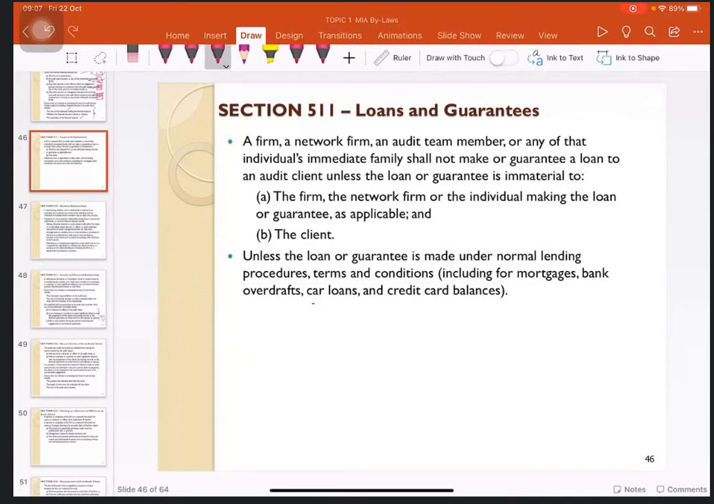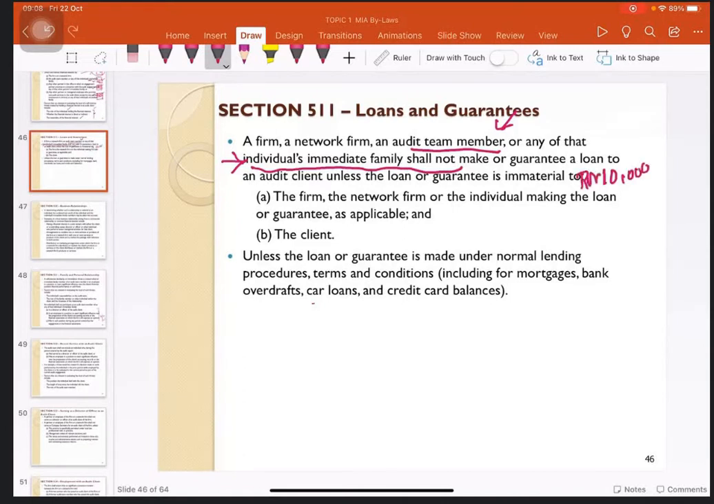Okay, bukan saja audit team member ya, tetapi dia punya individual immediate family ya. Bukan saja audit team tetapi dia punya family members. Family meaning that dia punya immediate family. Immediate maksudnya adalah spouse and the kids lah ya. Shall not make or guarantee a loan to an audit client unless the loan or guarantee is immaterial. In material, I think the amount should not be more than 10,000.